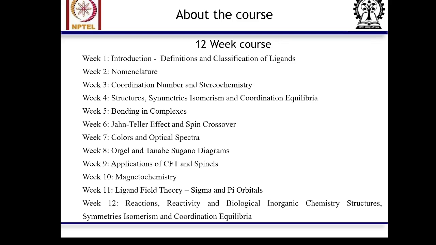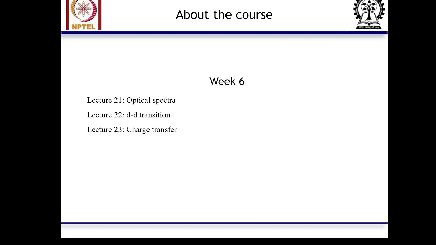And in week 5, basically we have discussed in detail the different kinds of bonding in the complexes. So in week 5, we have discussed valence bond theory in detail and a little bit about crystal field theory. In week 6, we have discussed in detail crystal field theory and the Jahn-Teller effect and spin crossover. In week 7, basically we are going to discuss optical spectra, and then we will discuss the d-d transition, and in the final lecture we will discuss charge transfer spectra.